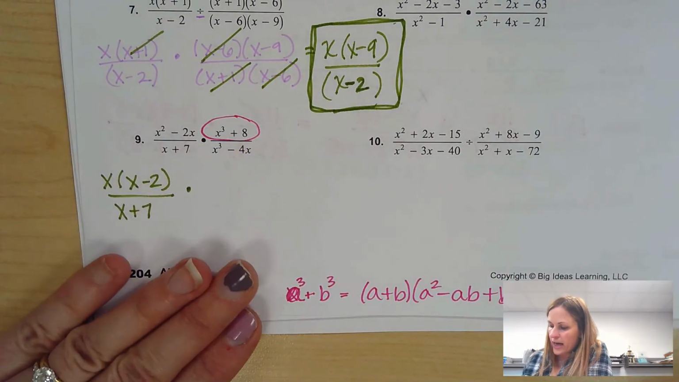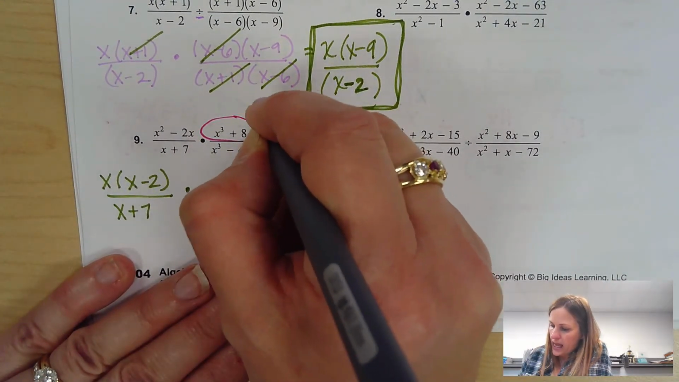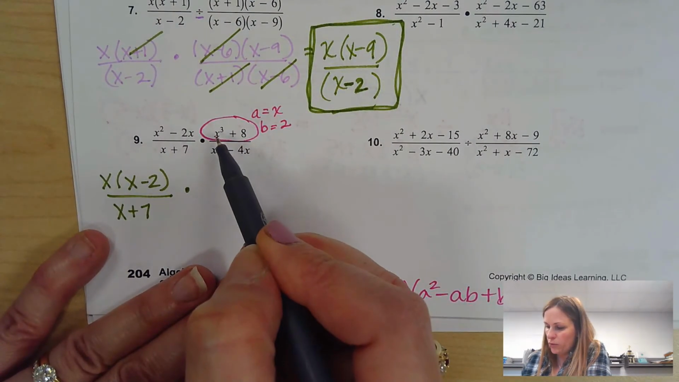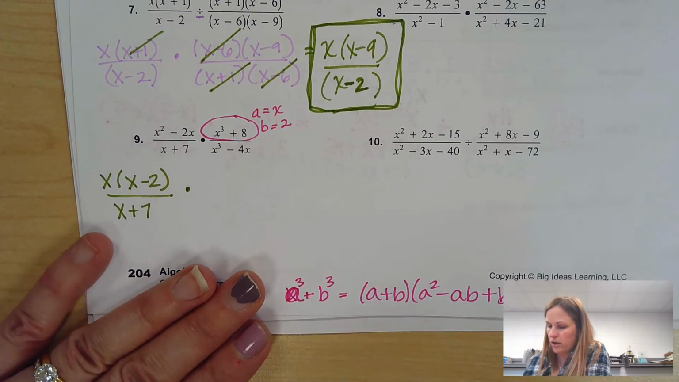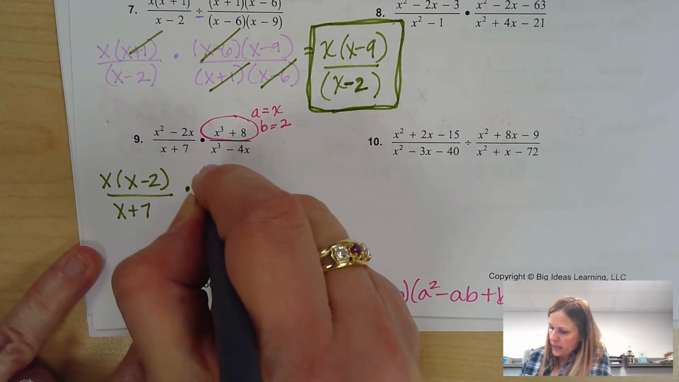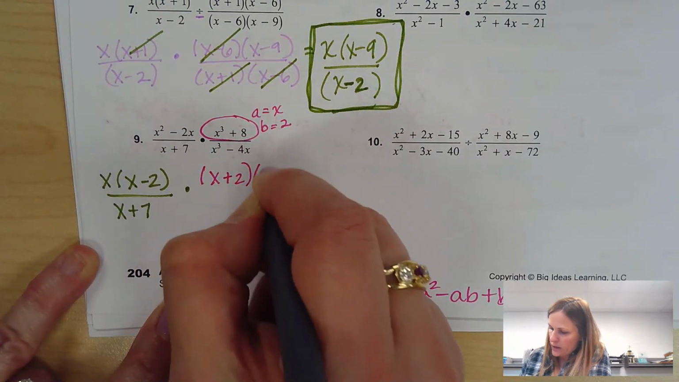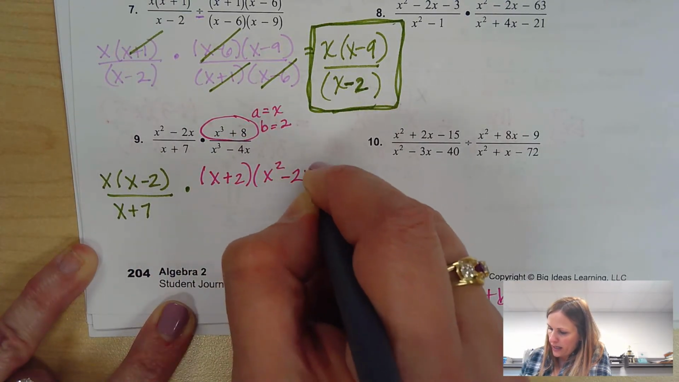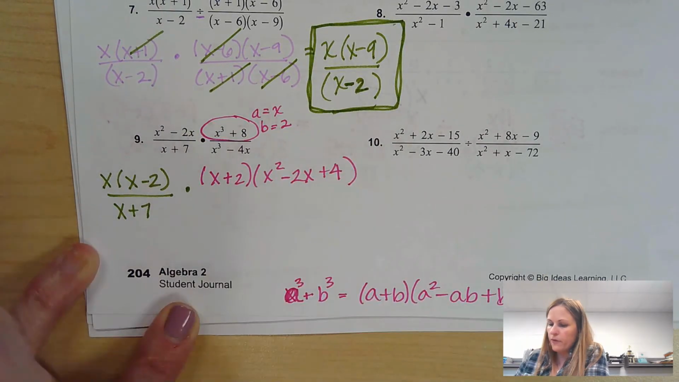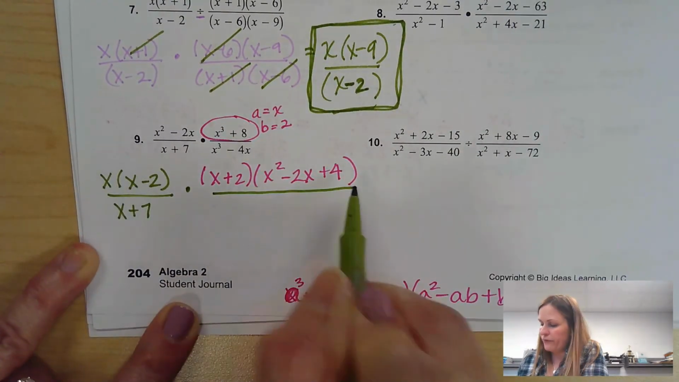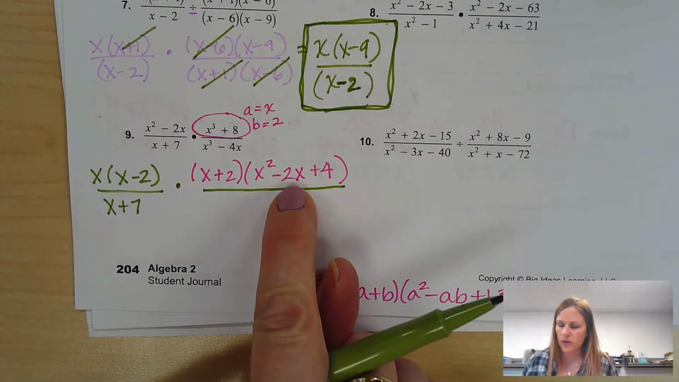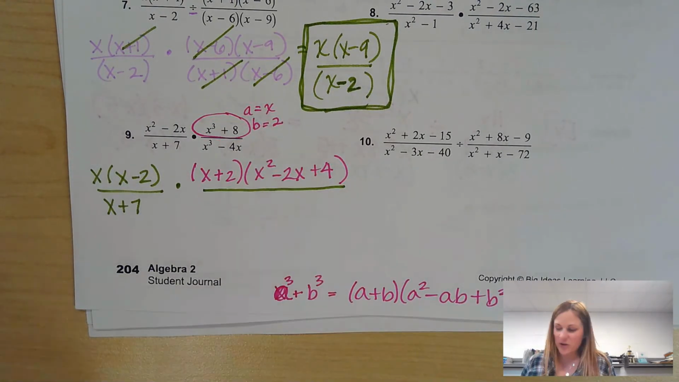So to factor x cubed plus 8, I'm going to let a equal x and b equal 2. Because remember, you take the cube root of the first term, the cube root of the second term, and then all I'm going to do is plug it into this formula. So I would get x plus 2, x squared minus 2x plus 4. And if you remember from what I told you back in Unit 4, this trinomial at the end is not factorable. So don't waste your time trying to factor it.